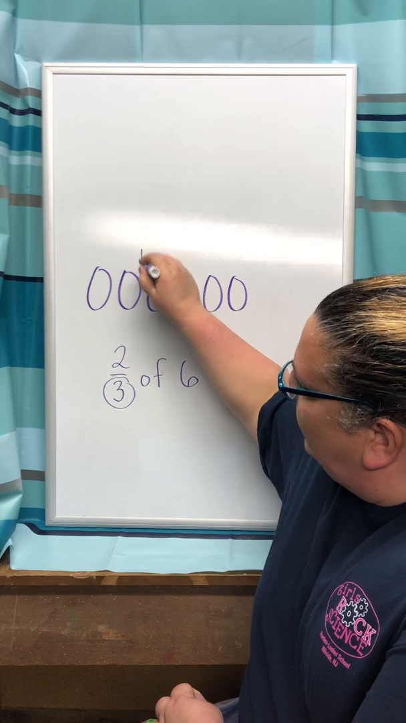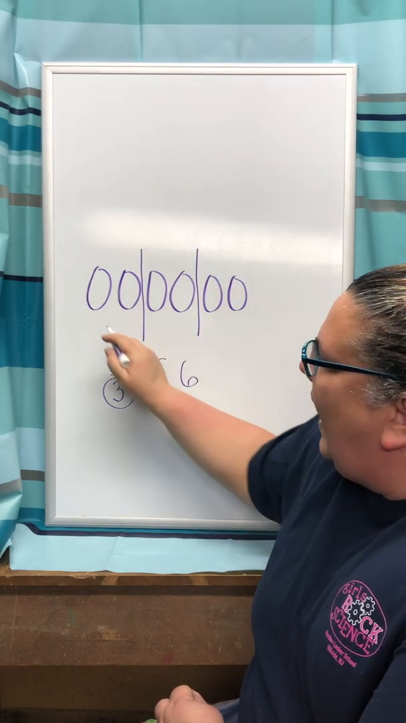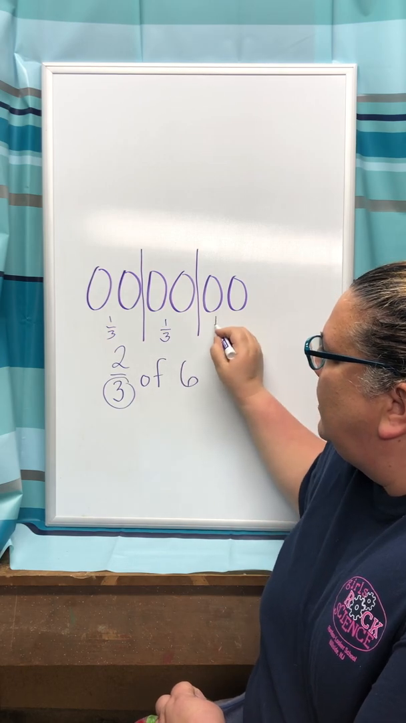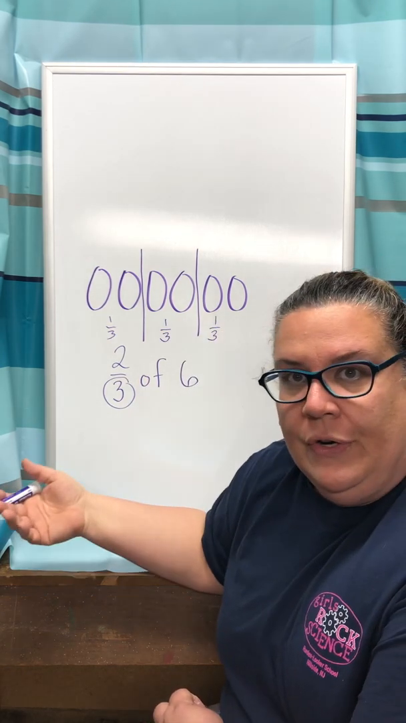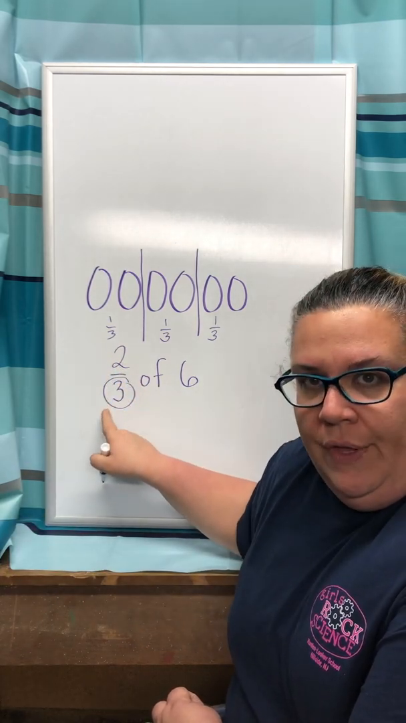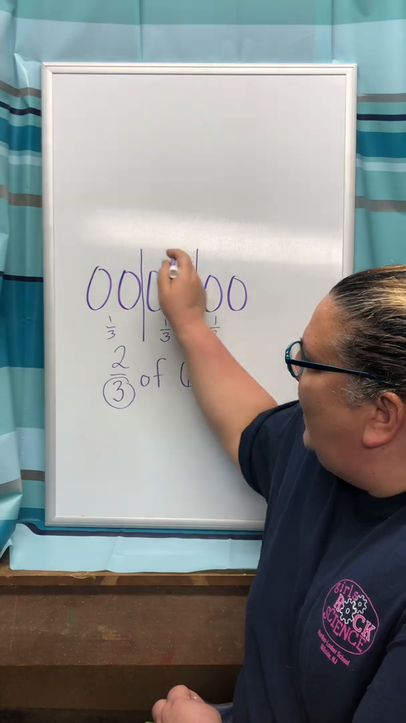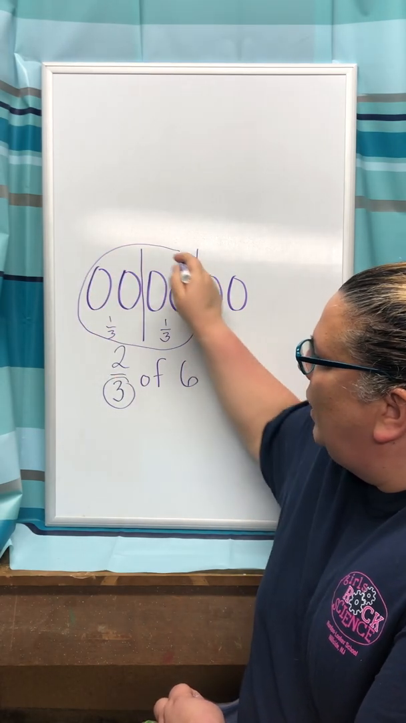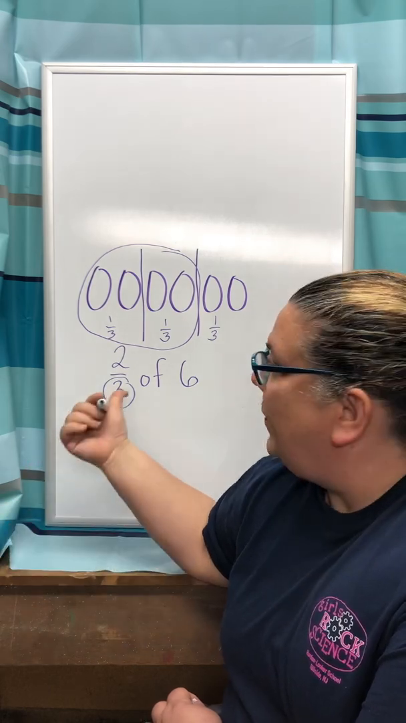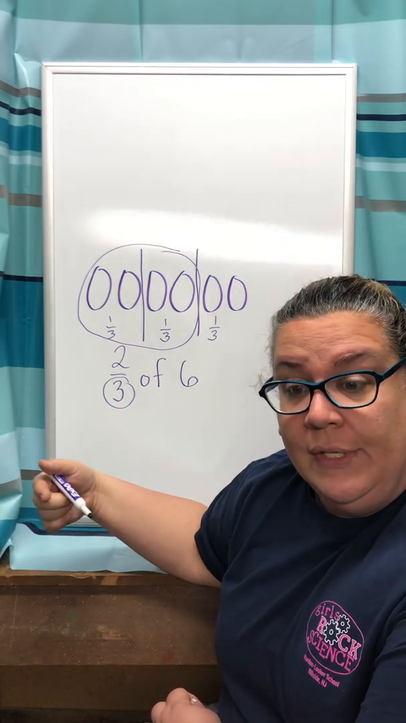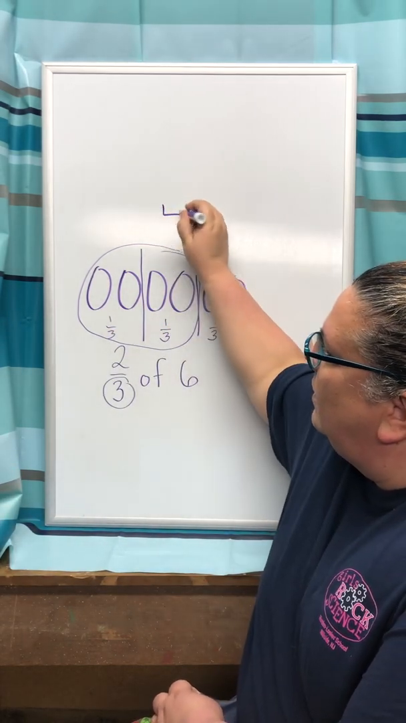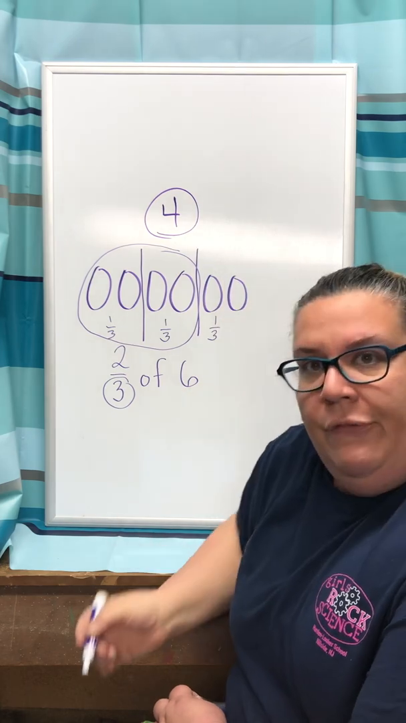So if I do this, I have 1/3, 2/3, 3/3, which gives me the whole. We have 2 of the 3/3, which means we have this portion. So how many eggs does Brandon actually use for this omelet if he's using 2/3 of the eggs? 1, 2, 3, 4. He's using 4 eggs.